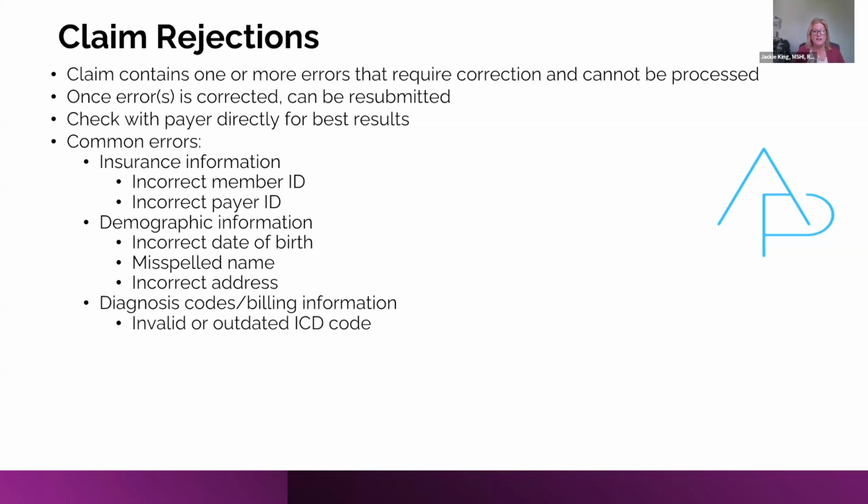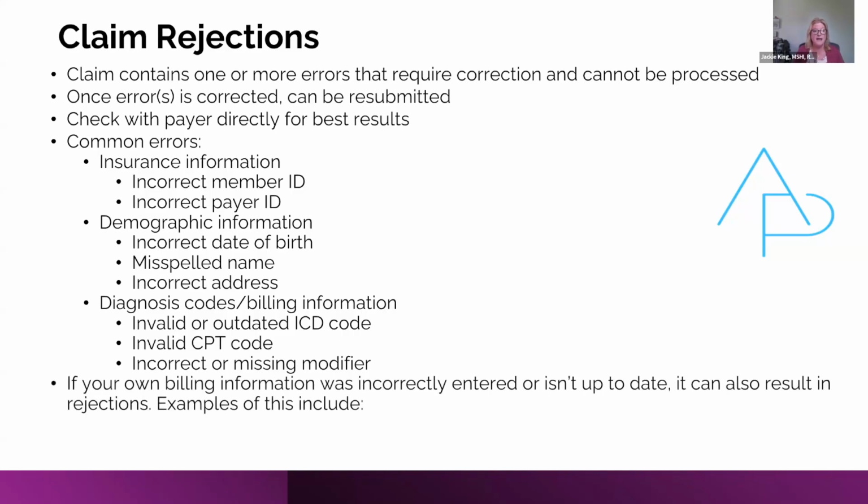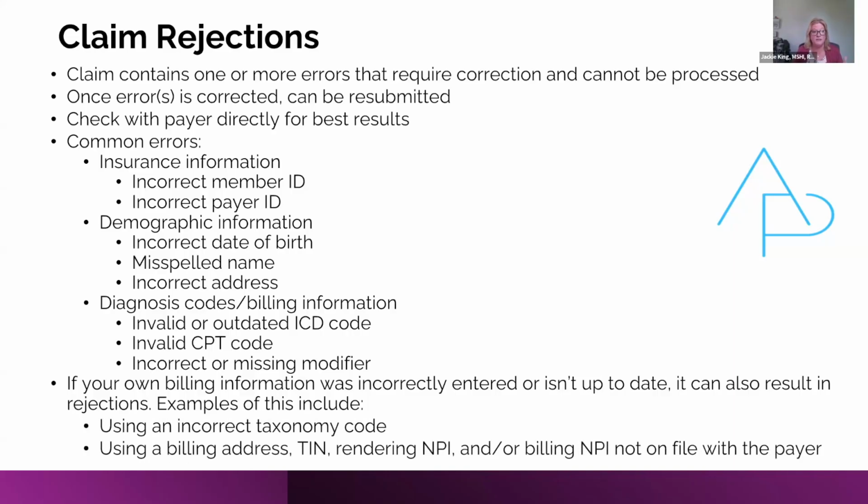Diagnosis billing information, you can have an outdated or an invalid ICD-10 code. You could be missing a 7th character, an invalid CPT code if they deleted it and it's the new year and you didn't update your charge master, maybe a wrong or a missing modifier. And if your own billing information was incorrectly entered or isn't up to date with that payer, that can result in rejection. So that would be using a wrong taxonomy code or a billing address or tax ID or rendering NPI or billing NPI that hasn't been on file with the payer. So lots of work with rejections.